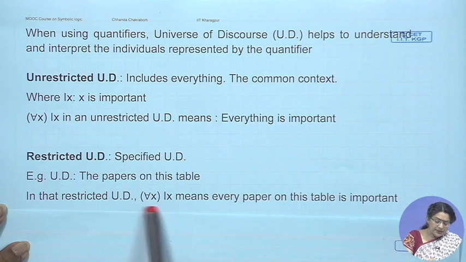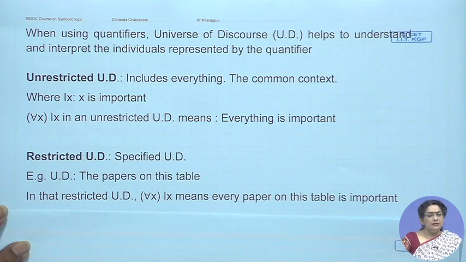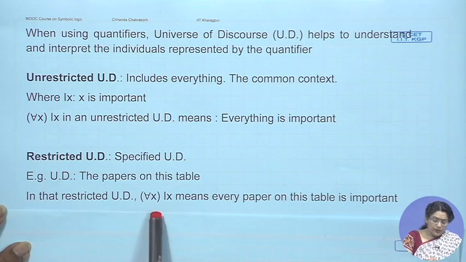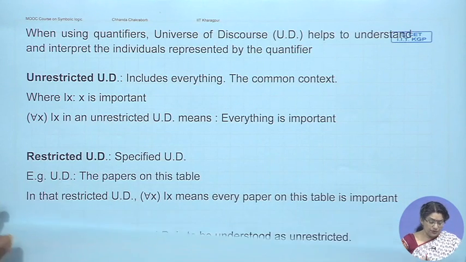I did not change the sentence. We did not change the quantifier. What did we change? The context. The universe of discourse is nothing but the context. So, it depends on the contextual meaning also, as it should. So, restricting the UD changes the meaning, unrestricted UD changes the meaning, and so on and so forth.